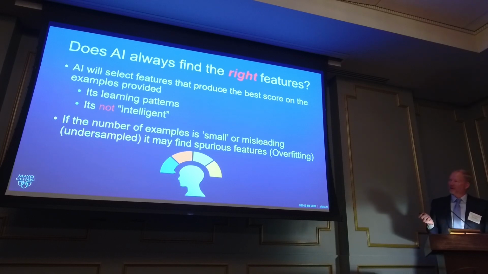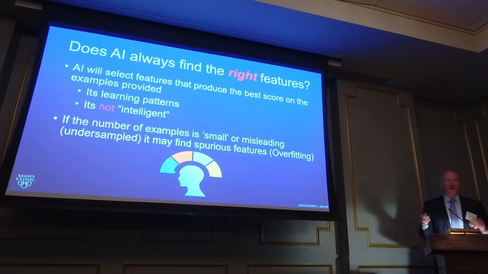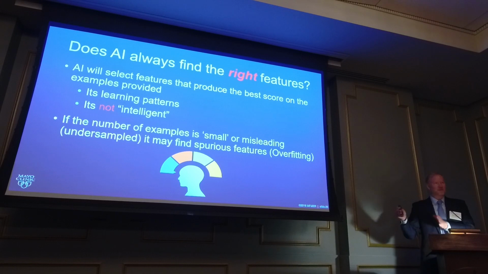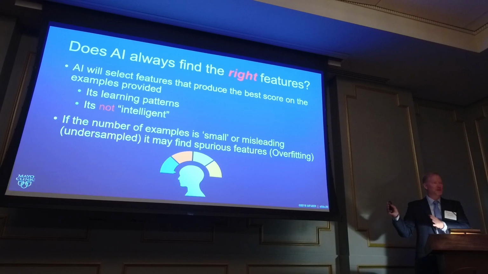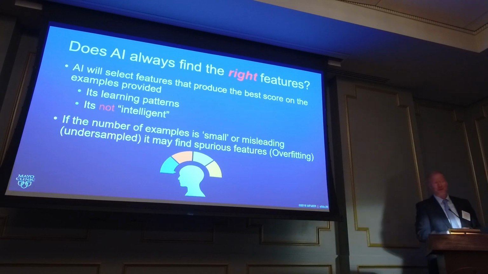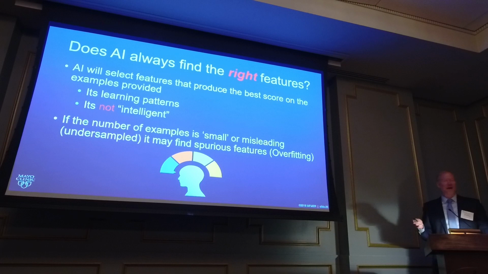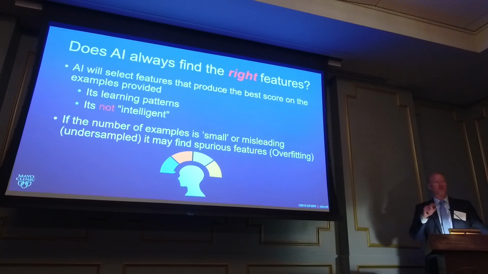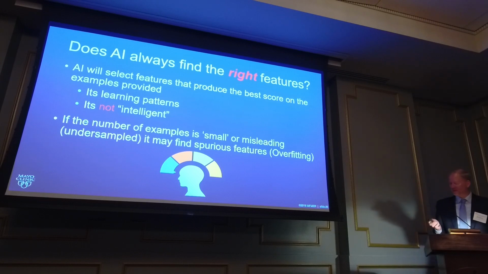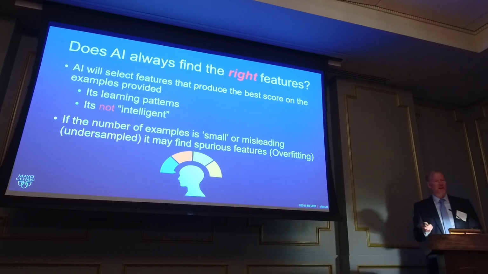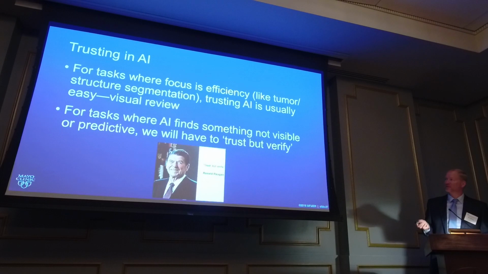And so an important challenge is that if the number of examples is small, or misleading, as in we have a different type of population, you know, we make fun that in Rochester we're all Norwegian Lutherans, right? That may not be what you see in Florida or California. And so if there are differences in the anatomy or physiology or other things in the populations, that can produce problems. And so that's one of the big issues with deep learning. And it's not just in medicine. It happens in a lot of other areas of deep learning as well.